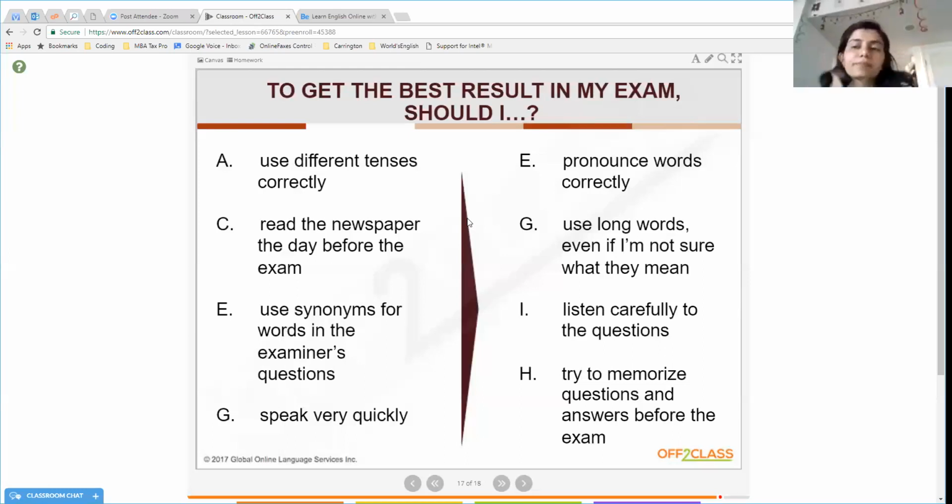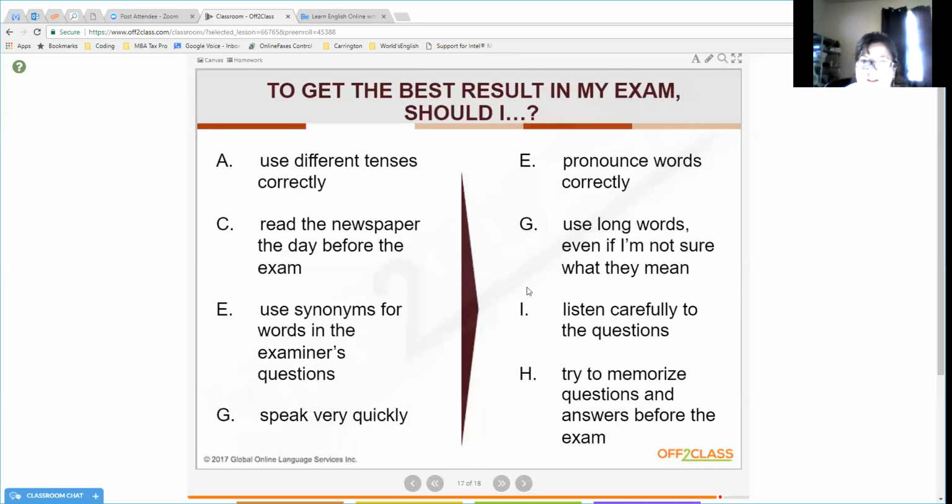Okay, that's true. Should I listen carefully to the questions? Very, very important. Of course, absolutely. They'll try to trick you. Okay. Should I try to memorize questions and answers before the exam? No, it's not possible, is it? No, it's not possible, because they change the exam. So what you want to memorize is the response template, the format in which you respond to the questions, and memorize the types of questions.